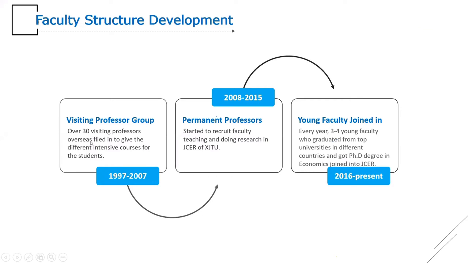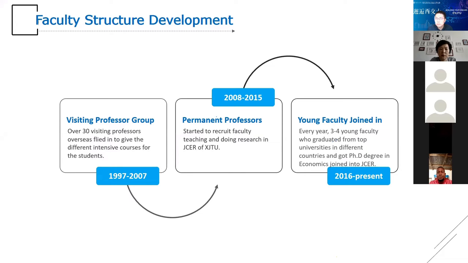For about 10 years, from 1997 to 2007, most of our faculty was what we call visiting professor groups. So every year we had over 30 visiting professors from overseas fly in to give different intensive courses for the students. And then from 2008, we started to recruit our permanent professors. Professor Guo and one of the co-founders, Professor Hu Chuntian, also worked in the center to recruit the permanent professors here.